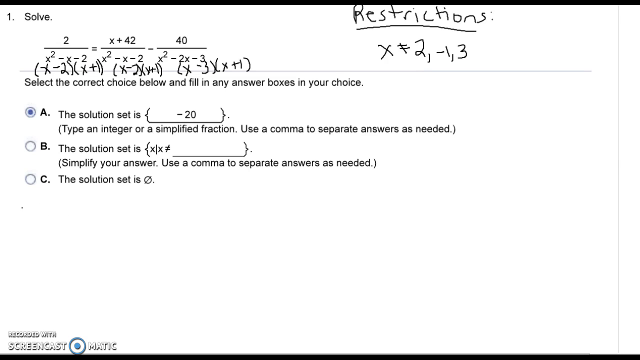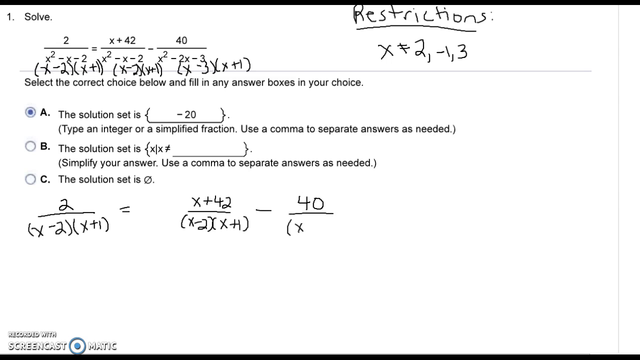Now I'm going to try to rewrite the problem. I'm using a digital pen, so it might not be so neat. I'll do my best here. 2 over x minus 2 and x plus 1 equals, I'm going to give myself some space, x plus 42, and then that denominator is x minus 2, x plus 1, minus, we need to be careful about that, 40 over x minus 3, x plus 1. I'm going to change colors here.